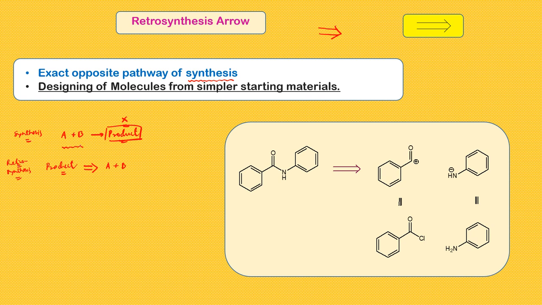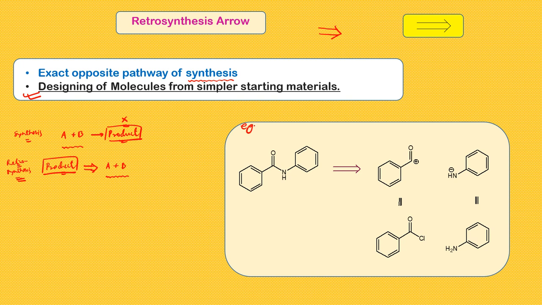So synthesis is nothing but a transformation of reactants into the product, while retrosynthesis is a mechanism for understanding how the product can be synthesized, and for that reason we are using this arrow. This arrow gives us an idea about how the product can be formed, and in this case we observe that the product can be synthesized from the two simplest possible reactants. Most complex or simple molecules are represented with this retrosynthesis arrow.